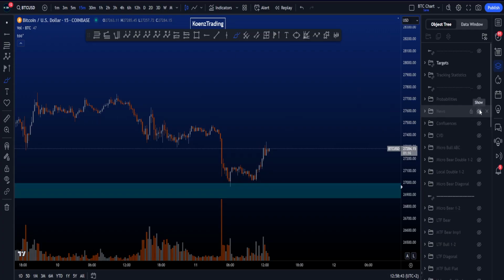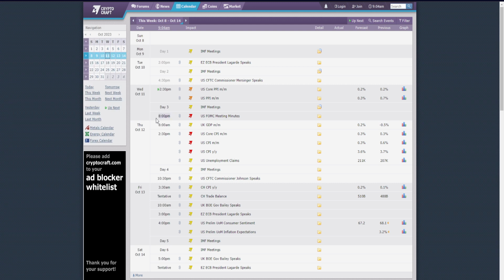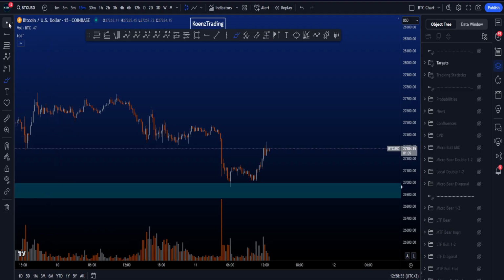Then we have some news as well. Later today at 8 p.m. Central European time, we have the FOMC meeting minutes over here. So it might increase some volatility, so make sure you trade safe at 8 p.m.